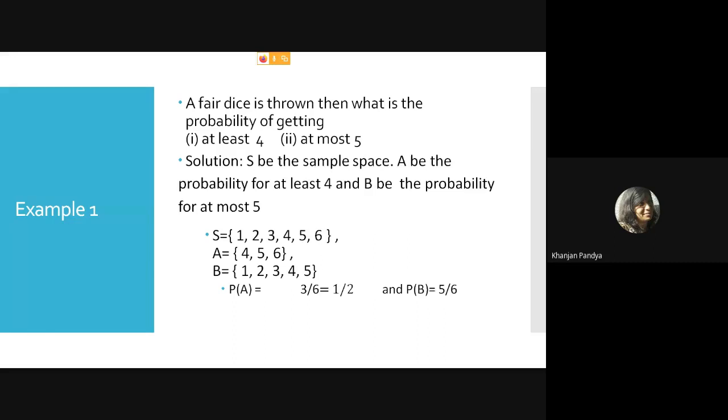4, 5, and 6. As it is a dice, the maximum outcome can be 6. So 4, 5, and 6.